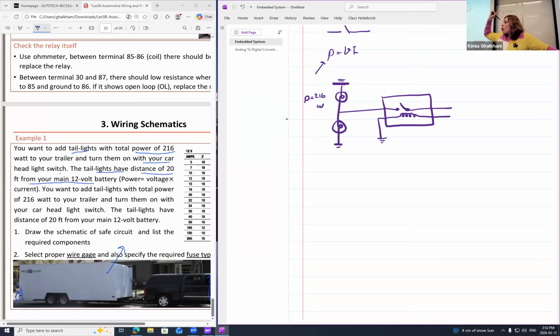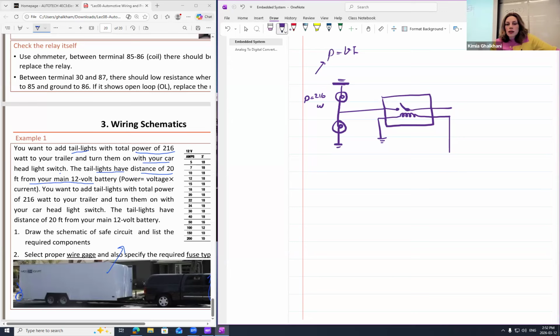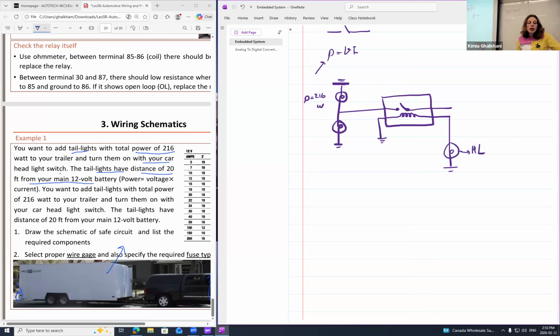Remember I said this is going to be connected to the switch for the headlight and turn on and off accordingly. So I'm going to connect this one to another light, which is going to be my headlight. I show it with HL. And these are my L1 and L2 at the back of the truck.